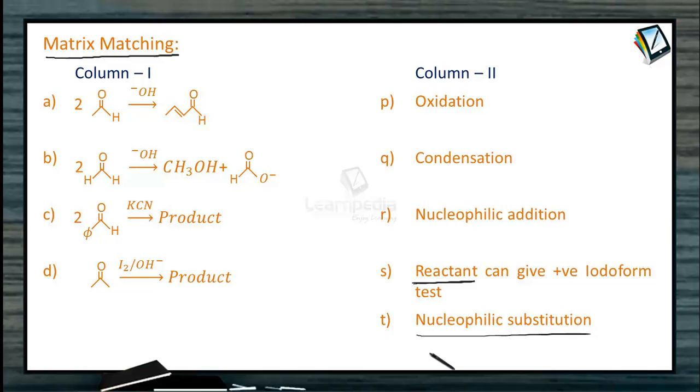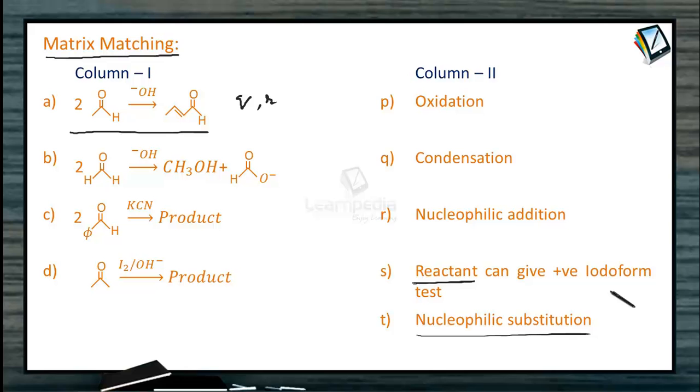So when we go for the first reaction here, this is acetaldehyde, and two molecules of acetaldehyde in the presence of a base give aldol condensation. So therefore it goes with condensation, Q. Then nucleophilic addition. In the mechanism of aldol condensation, if you can recall, OH minus will first of all attack the alpha hydrogen and a carbanion is formed. It attacks the other aldehyde molecule and therefore it is nucleophilic addition. So it also goes with R.